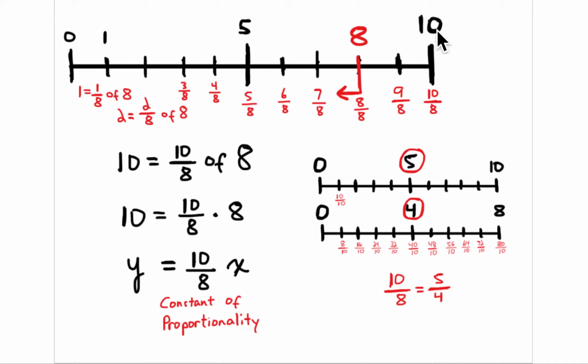So this 10 right here is equal to 10/8 of 8. So 10/8 of 8 equals this 10. 10 is equal to 10/8 times 8. So y is equal to 10/8 of x. So 10/8 is the constant of proportionality. You can draw a double number line, convince yourselves that half of 10 is 5 and half of 8 is 4. So 10/8 is also this equivalent ratio to 5 to 4, or 5/4.